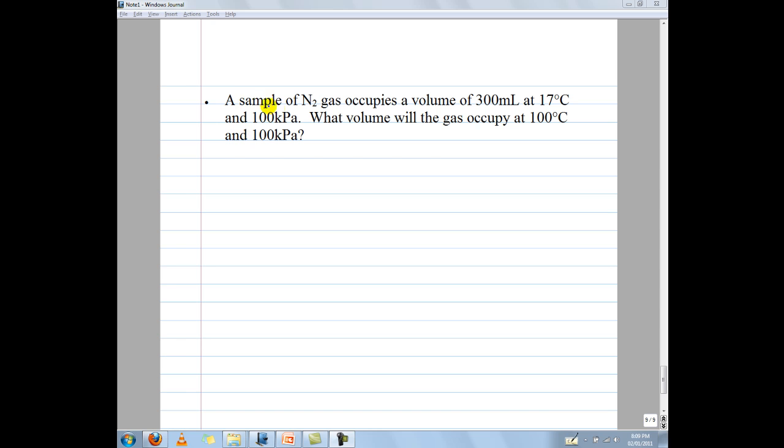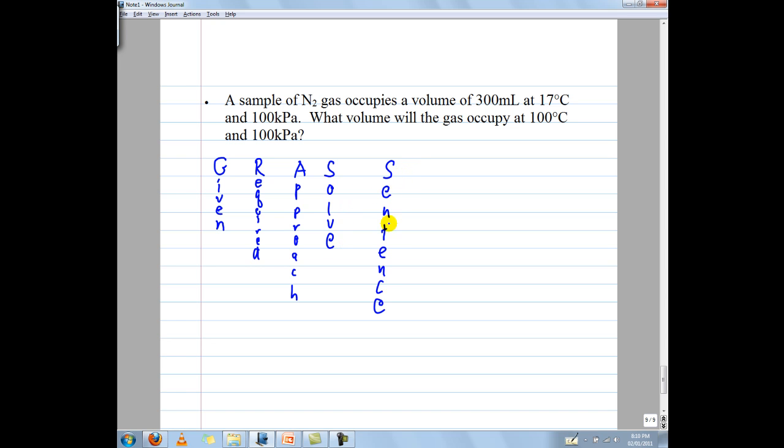So let's try this out on a sample problem. When solving gas law problems, I highly recommend that you use the GRASS method. G stands for given, where you write down all your givens. R stands for required, where you write down what you're trying to find. A stands for approach, where you figure out which equation you're going to use. S stands for solve, that's pretty self-explanatory. And the last S stands for sentence, where you write your final sentence: Therefore, the answer is blah, blah, blah.